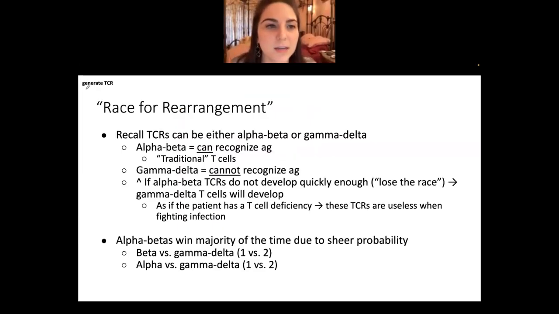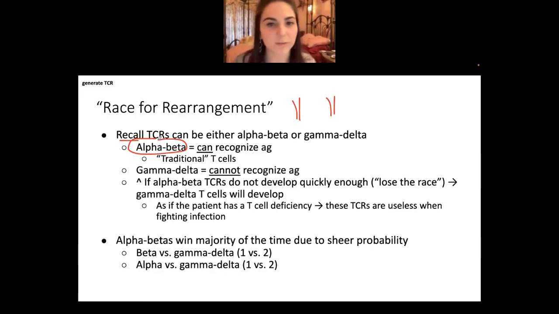So there's a concept known as the race for rearrangement. This can get a little confusing, but I have a summary to explain what they mean with this. T cell receptors can either be alpha beta, meaning they have one alpha chain and one beta chain, or they can be gamma delta, meaning they have a gamma chain and a delta chain. When we're talking about the normal T cell receptor, we're talking about the alpha beta chains.